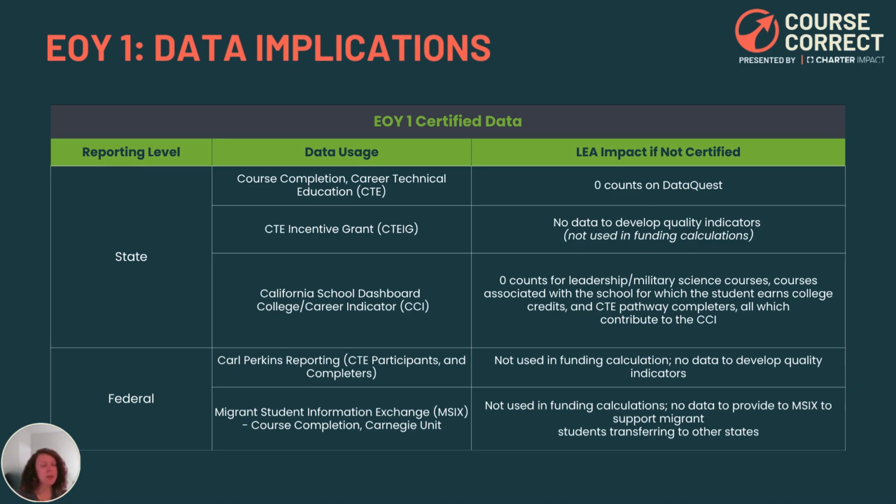So for example, in EOY 1, the CTE and the course information is used for DataQuest and the dashboard. If you did not submit or certify that information, you would not see CTE data on DataQuest, and you would not have any data to inform the CCI indicator on your dashboard. Federally, if you didn't submit your CTE information, of course, that has Perkins funding connections. And then there are some connections to the Migrant Student Information Exchange as well.